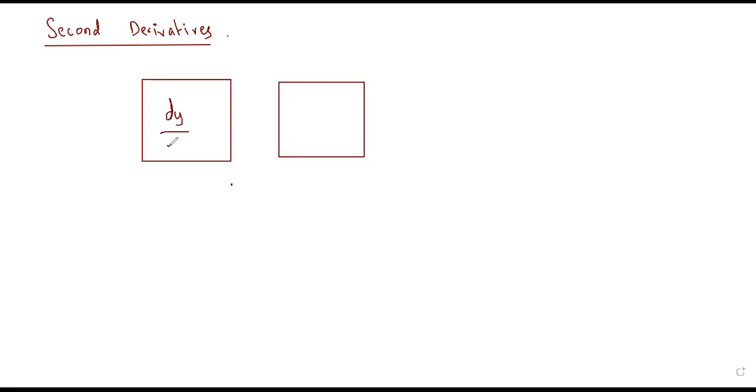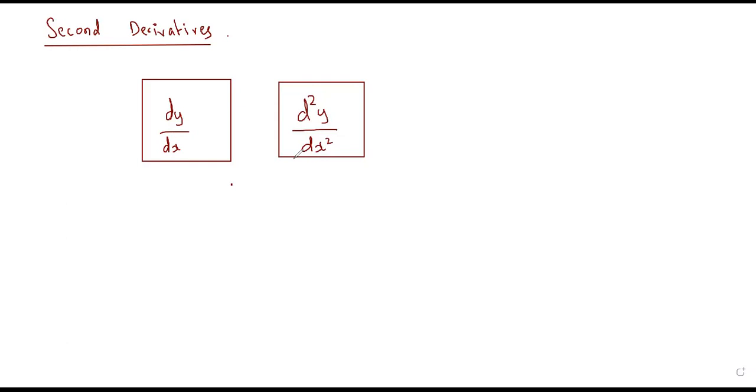dy by dx is basically the first derivative. d2y divided by dx2. This is the symbol for second derivative. What is second derivative? So let's say you have an equation and you have been asked to differentiate that. You have been asked to find the second derivative. So first you will find the first derivative by doing simple dy by dx, and then you will differentiate dy by dx to get the second derivative.